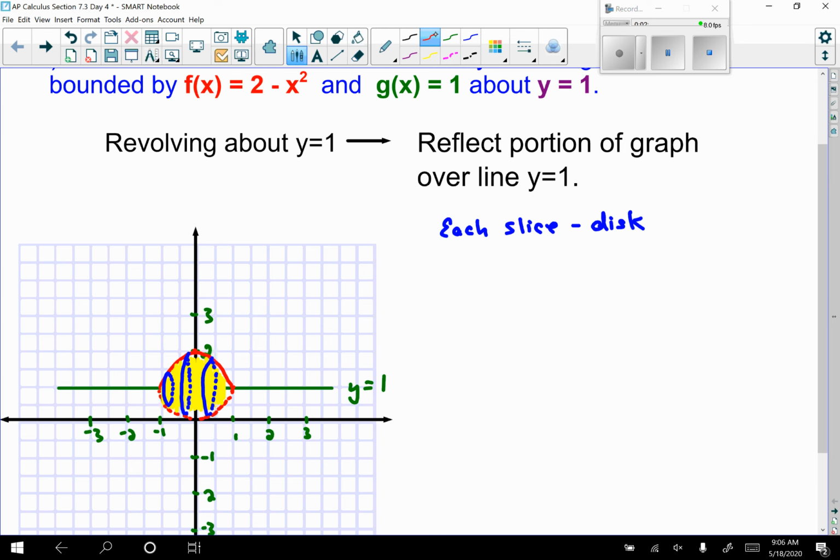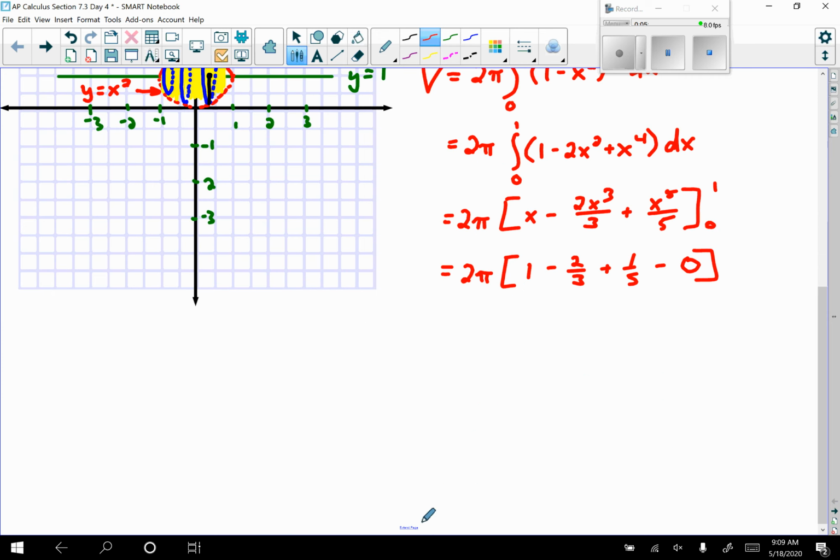Substituting in the 1, we'll get a 1 minus 2/3 plus 1/5, and then really just a minus 0 after that. Getting common denominators. So when I ask you to evaluate by hand on the graded assignment, this is what I'm going to want to see. Let's get everything with 15ths here. So we'll say 15 15ths minus 10 15ths plus 3 15ths. So combining all of these, we're going to get 8 15ths times 2. We're going to get 16 pi 15ths cubic units.